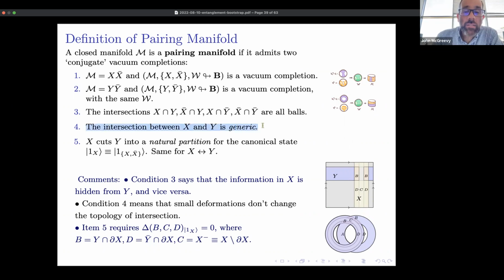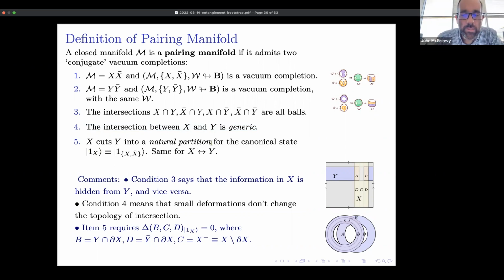We demand that the intersection between X and Y is generic. This is a simple condition. It just means that if you deform the regions X and Y a little bit, the topology doesn't jump. And then finally, we demand that X cuts Y into what we call a natural partition in the canonical state with respect to X. So this is the state that reduces to the vacuum on X.